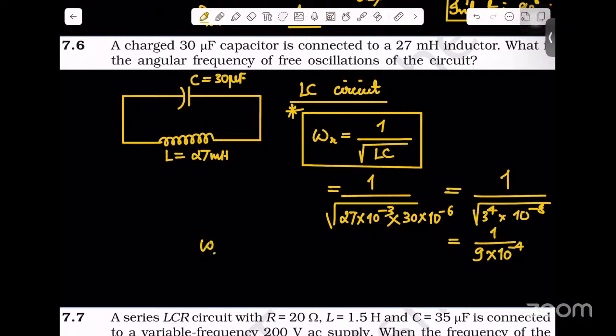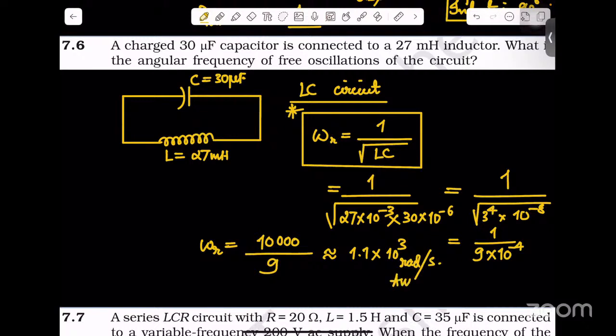So the angular frequency would be 10,000 over 9. Okay. So this is 1.1 into 10 raised to the power 3. The unit of angular frequency is radians per second, right? And this will be the answer to this question.